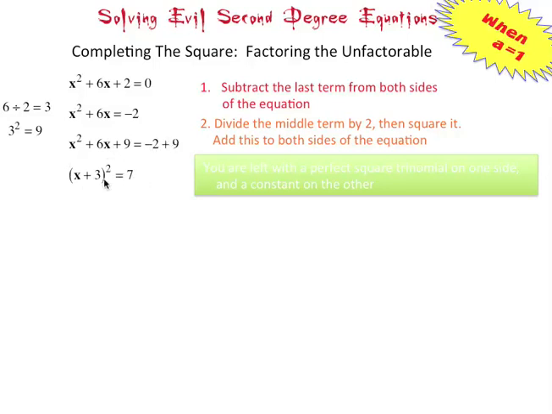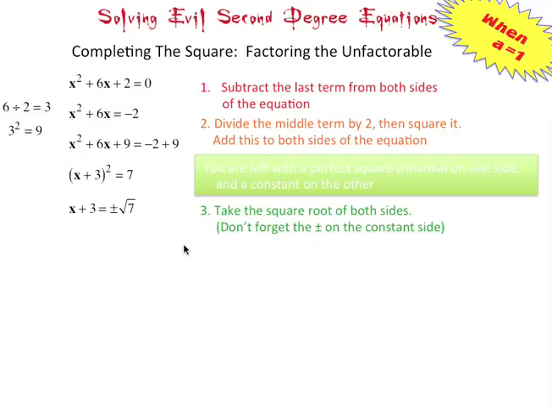Now to solve this, I'm going to take the square root of both sides, and we don't forget to put the plus or minus when you take the square root. So we have x plus 3 is equal to plus or minus the square root of 7. Now 7 is not a perfect square, so we leave it as plus or minus the square root of 7. To get x alone, I'm going to subtract 3. So isolate your variable. x is equal to negative 3 plus or minus the square root of 7. And that's your answer. So your x1 is negative 3 minus the square root of 7, and your x2 is negative 3 plus the square root of 7.